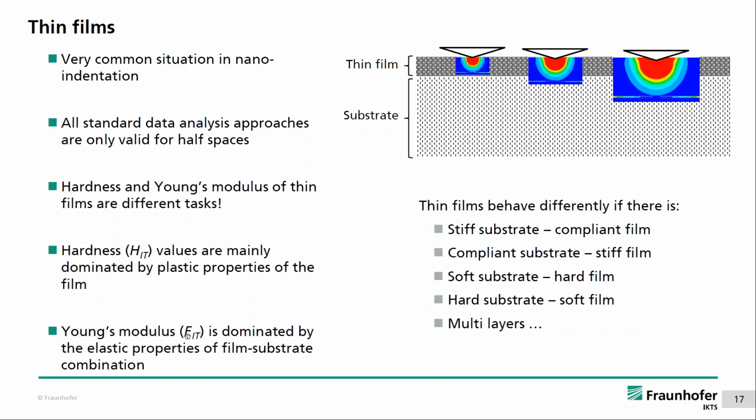But it's completely different for the elastic modulus. The elastic modulus you measure with nano-indentation is mainly determined from the elastic field outside, so everything that is outside the red yield zone here. And this elastic field reaches much further than the yield zone. So you almost always get influence from the substrate in the measurement of the Young's modulus in thin films. And of course, these measurements on thin films behave differently if there's a stiff substrate with a compliant film or a compliant substrate with a stiff film and so on, and even multi-layer films. I will show you some points that you have to take care of in the next slides.